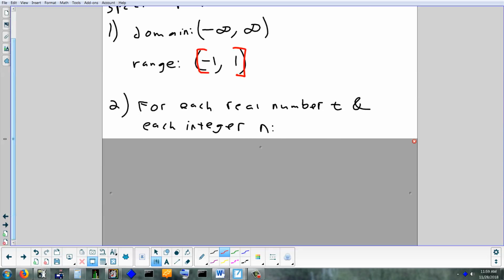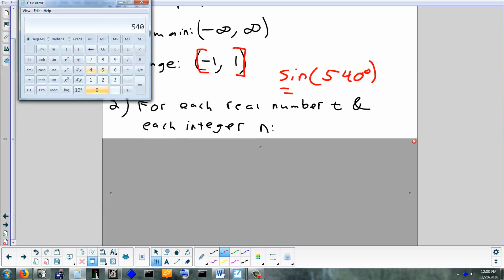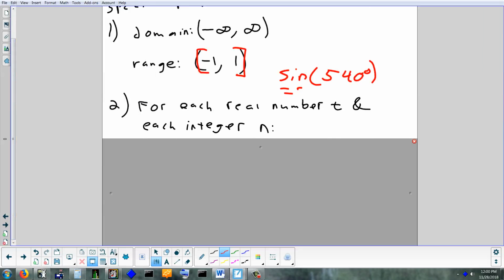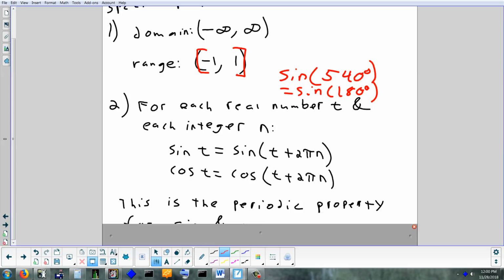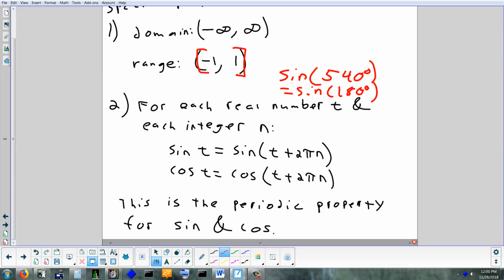And the last property is a property you've been using, like if I asked you to do something like this. That's too big, right? It's too big to think about in our head. So what would you subtract from 540 to make it smaller? 360. 540 minus 360, it's actually the same as 180. Well, that property has a name, and it's called the periodic property for sine and cosine.